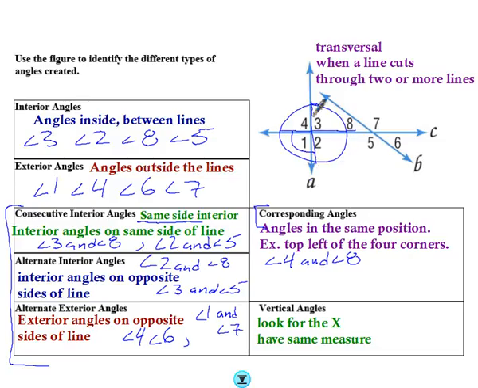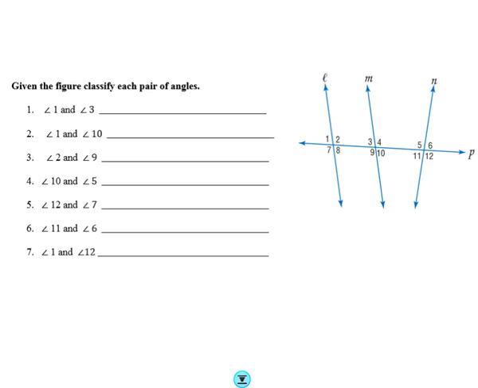So we could say that 1 and 3 are vertical angles. We could also say 2 and 4. We could say 8 and 6. And we could say 5 and 7. So those are all of our angle relationships. So let's just take a look at some practice problems here and see what this looks like.